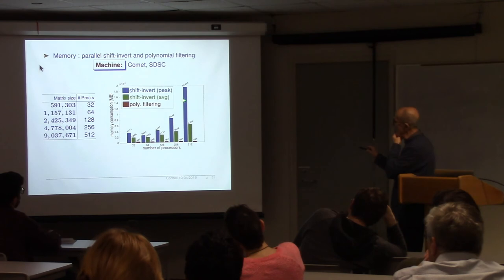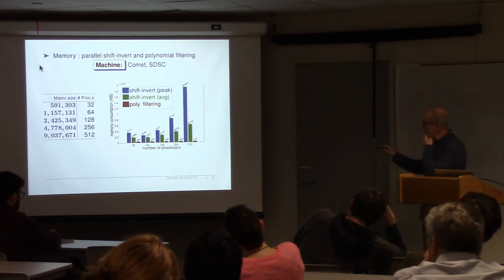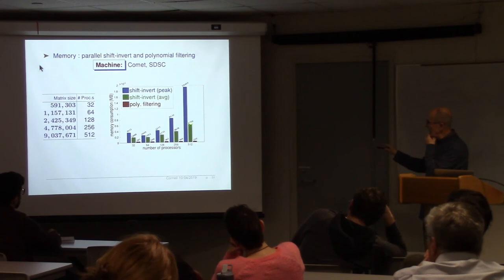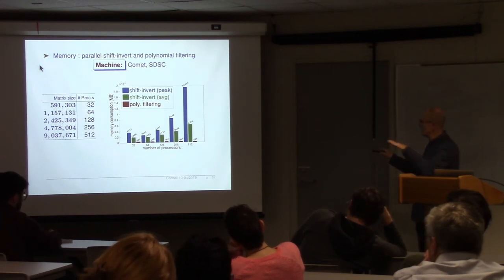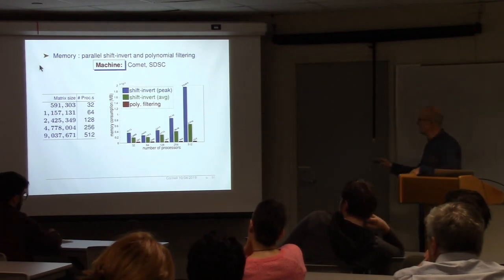So this is showing only memory usage. Here you can see that shift and invert is very high, and what you see, the tiny thing here, is the polynomial filtering. This is the peak, and this is the average between the different runs, different shifts, and so on.